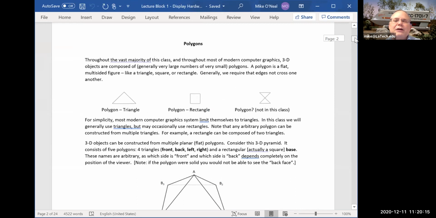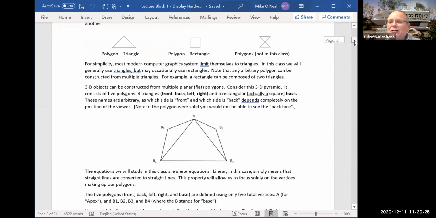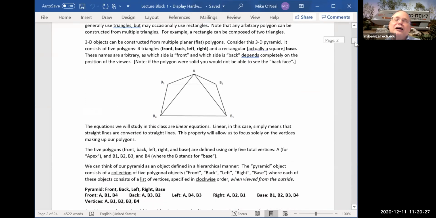After the hardware, we talked about polygons. Polygons are flat, multi-sided figures. We don't allow the edges to cross in this class. The seventh most important thing is also speed, John.